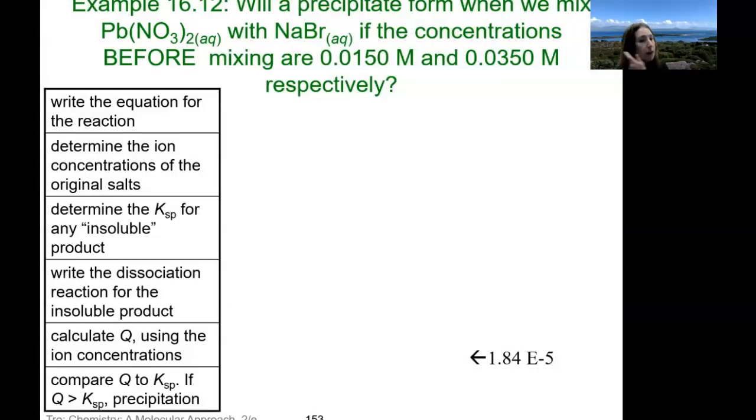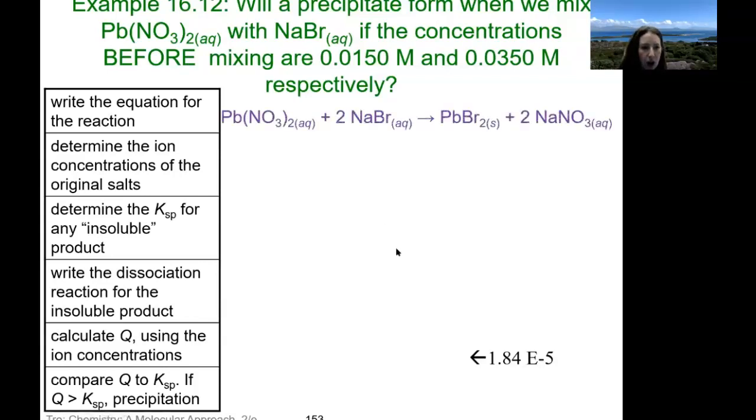Okay, so now for our first question, will a precipitate form when we mix lead 2 nitrate with sodium bromide if the concentrations before mixing are 0.01 molar and 0.035 molar respectively? Okay, so when we're going to do this one, the first thing we need to figure out is, what do we have here, right? So this is our overall reaction. And if we look at what our overall reaction is, there's 2 pieces in here, right? Because we have both lead nitrate and sodium bromide.